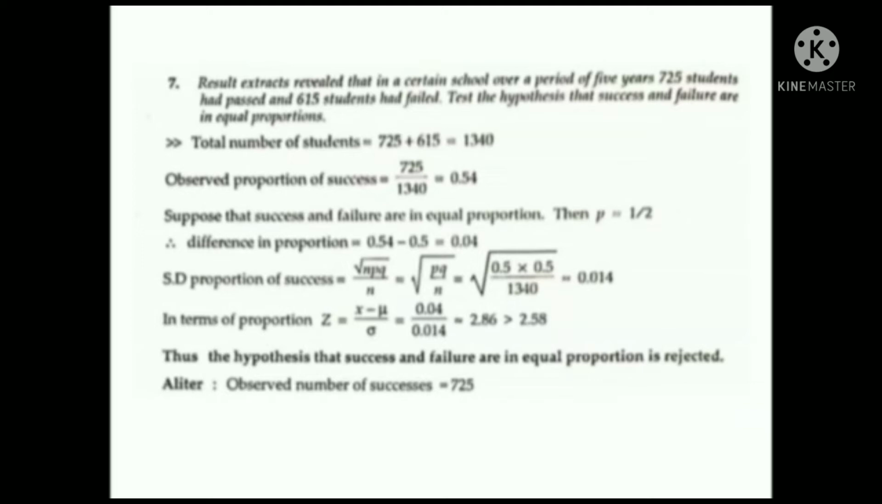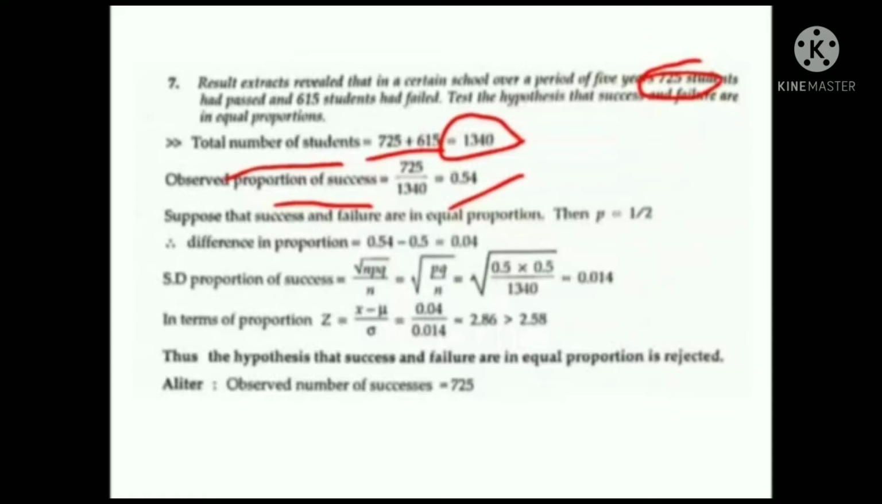Okay, so let us see how we are going to test it. The total number of students is given by number of failures plus number of students passed, which is equal to 1340. Now observed proportion of successes. So 725 students have passed. So the proportion is obtained by 725 divided by the total, that is 1340, which is given by 0.54.